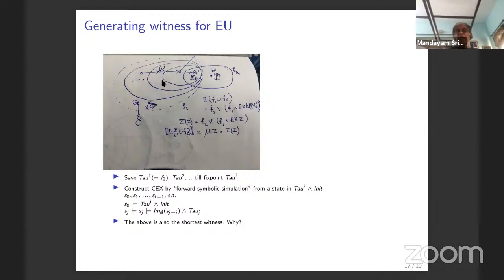Since you have these BDDs, what you really have to do is write a program to do this. You can do that by saving all the BDDs corresponding to each of the tau i's in the iteration. Is this clear? Any questions here?